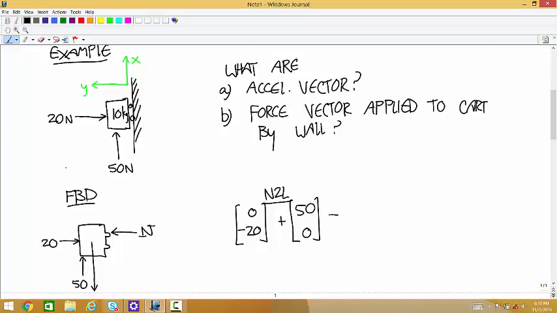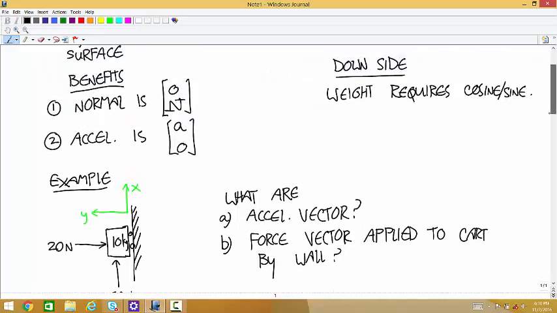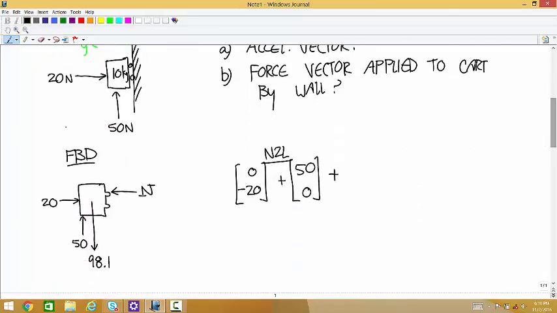The normal force is in the positive y direction, but based on what I said about the benefits, we already knew that that had to be in the positive y direction. That just always is how it works out. So that's 0, N, like it always is. And the last thing we have to do is the weight. The weight in this case is in the negative x direction. Do you see that?